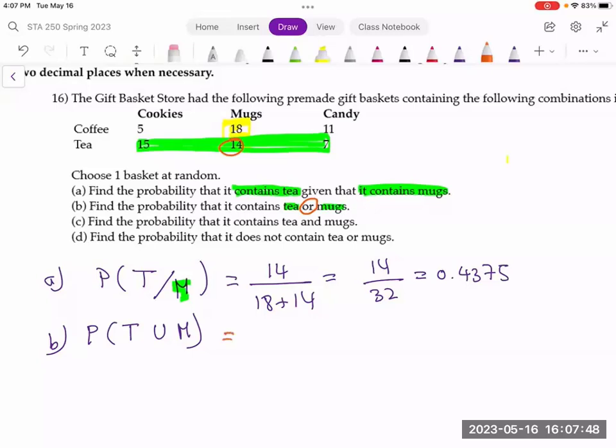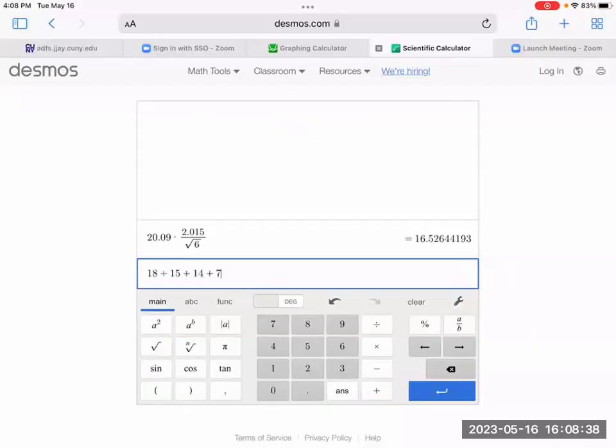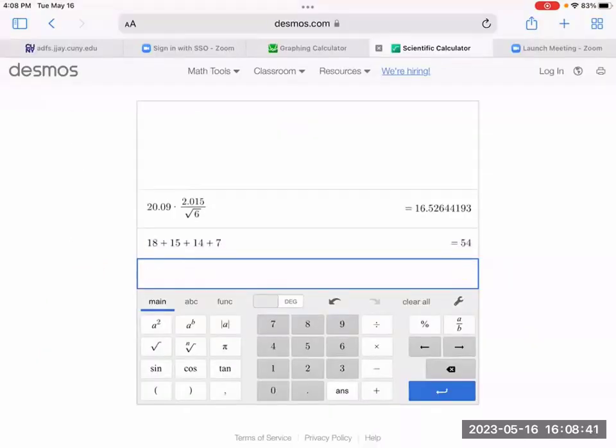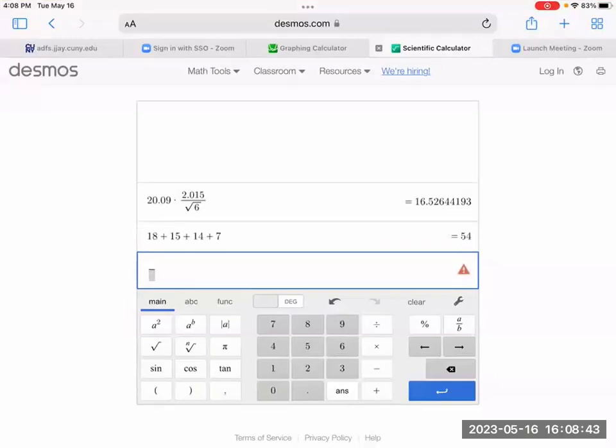So this is going to be equals, add all the numbers, 18 plus 15 plus 14 plus 7. And you notice here, I added the 14 only once. You divide it by the total. Is the total 70? Okay. So you do that, and it is whatever it is. So let me try to put it in the calculator. All right, so this is going to be 54 divided by 70.